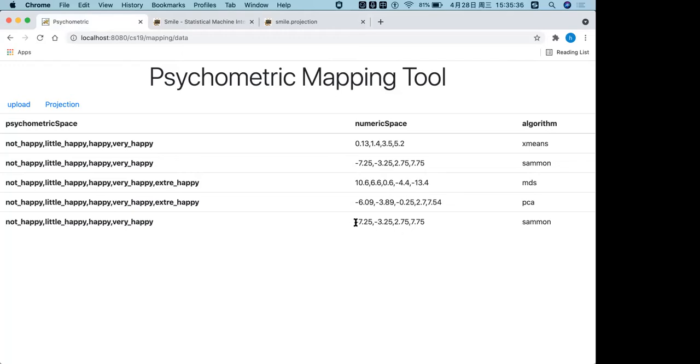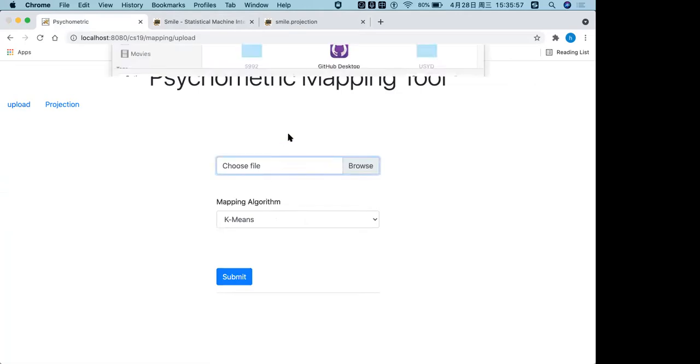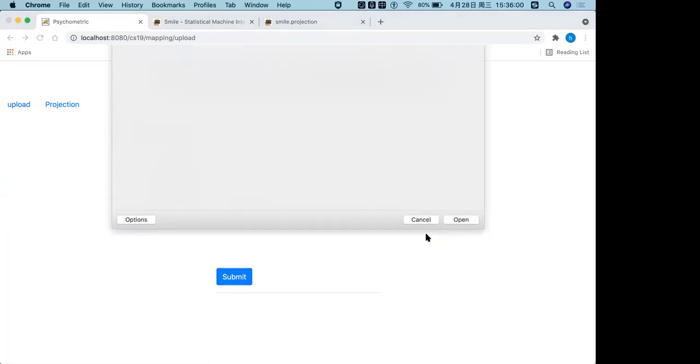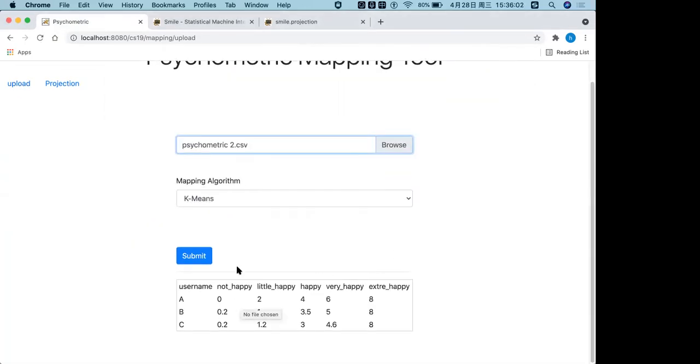So it has a value of minus 7.25? Yes. How did you get that? What's the range of the numerical space when the user creates data? Show me the data. So it looks like it's between 0 and 8. And how do you get the negative value?